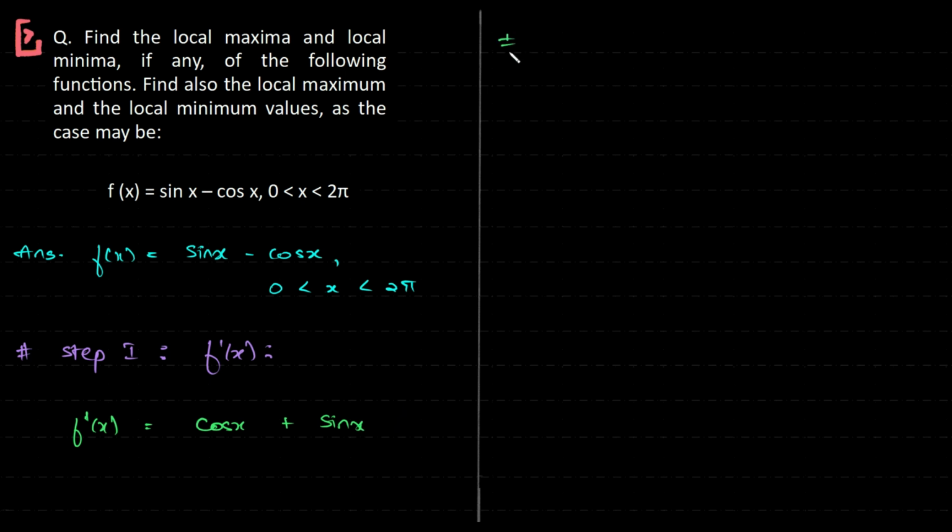And the next step, step second, would be the zeros of f prime of x. To do that, I need to equate this to 0, and we have further rearrangement. This would be so.